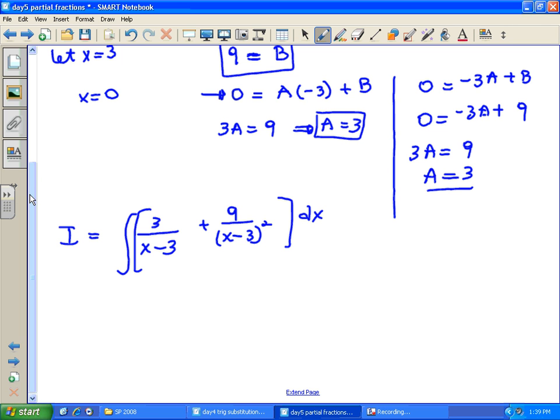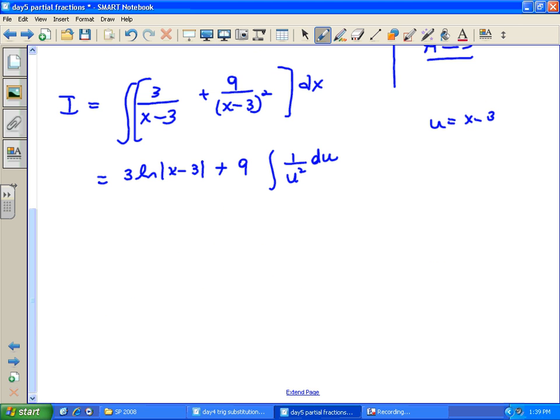The first one is really easy, right? 3 over x minus 3. What is the integral of that? 3 ln absolute value of x minus 3. The other one, it's not going to be an ln function, but you can use a quick u substitution there. If you let u be equal to x minus 3, du equals dx, and you're going to have something like this, 9 times the integral of 1 over u squared du, which is what? What is the integral of 1 over u squared? Negative 1 over u, right? So this is going to be minus 9 over u, and since u is equal to x minus 3, we can leave it like this.